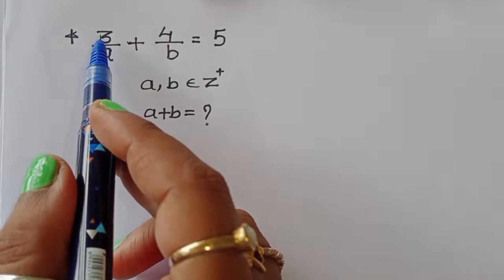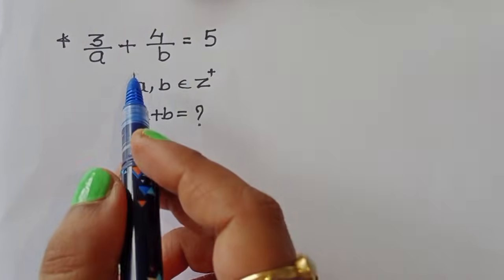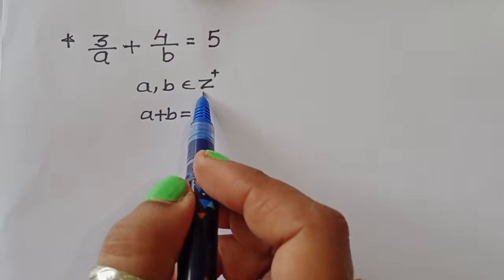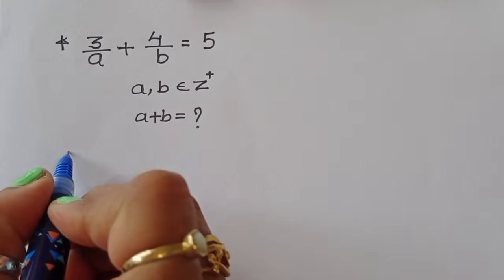Question is given 3 upon a plus 4 upon b is equal to 5. And here one condition is given, a and b belong to integers, so we have to find out the value of a plus b, right? So let's see the solution.